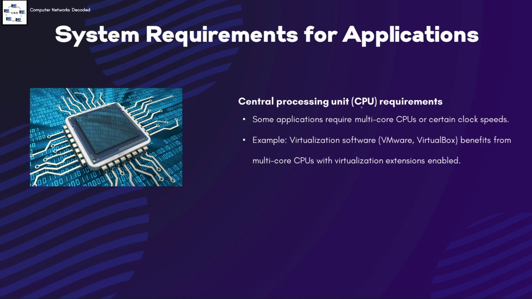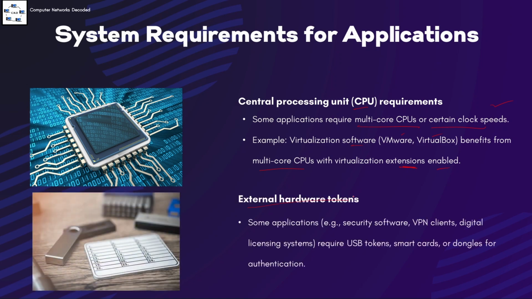Central processing unit, or CPU requirements. Some applications require multi-core CPUs or certain clock speeds. For example, virtualization software such as VMware and VirtualBox benefits from multi-core CPUs with virtualization extensions enabled. External hardware tokens. Some applications, for example security software, VPN clients, or digital licensing systems, require USB tokens, smart cards, or dongles for authentication.